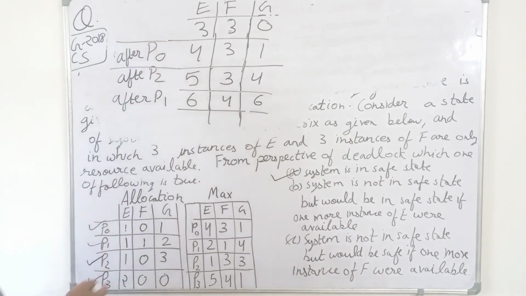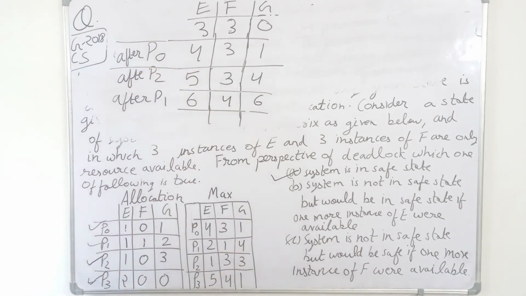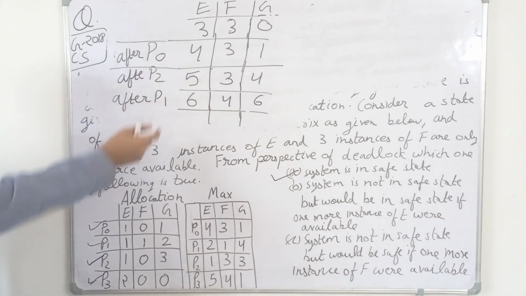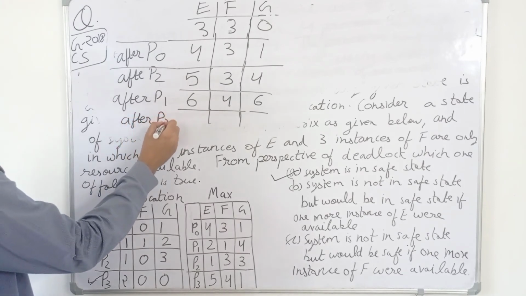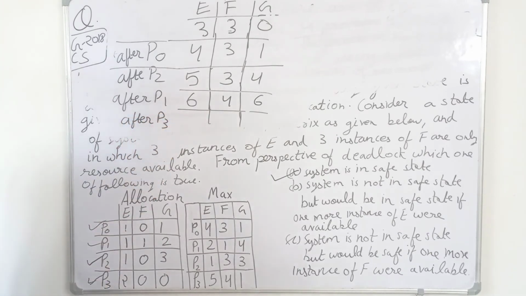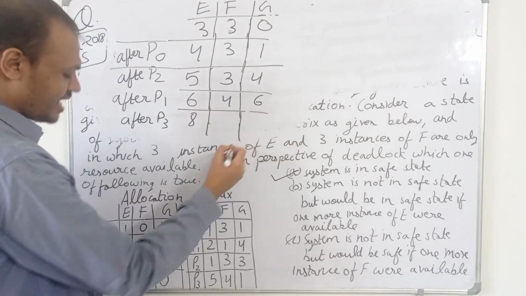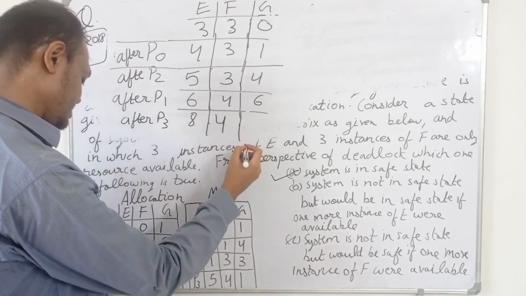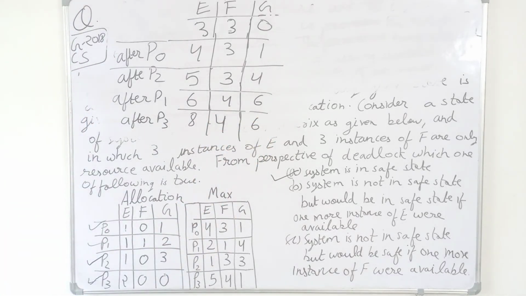the requirement of P3 also. So first we executed P0. I had by mistake written P1 here, it was P0. So P0 was satisfied, then P2 satisfied, then finally P3 satisfied. So after P3 is satisfied, we will have 8 of E with us, then 4 of F with us, then 6 of G with us.